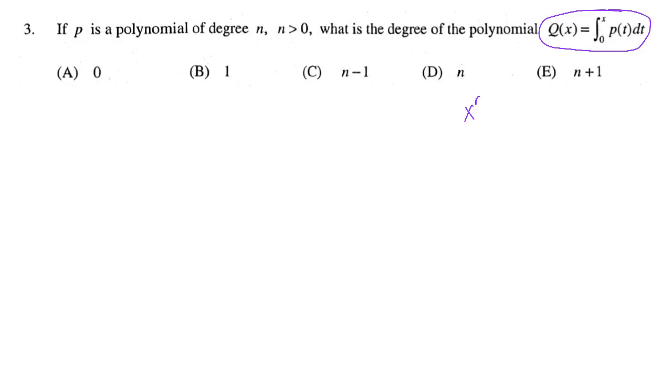So integration, if x was to the n, wouldn't you add 1 to that n? And of course, that's what it tells you to divide by. But if the degree of p is n, then the highest degree, or the degree of q, would be n plus 1. So that's going to be answer choice E.